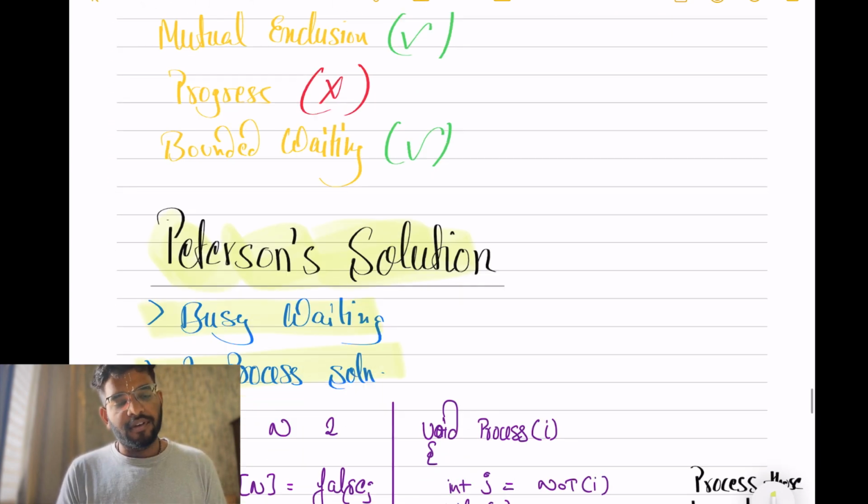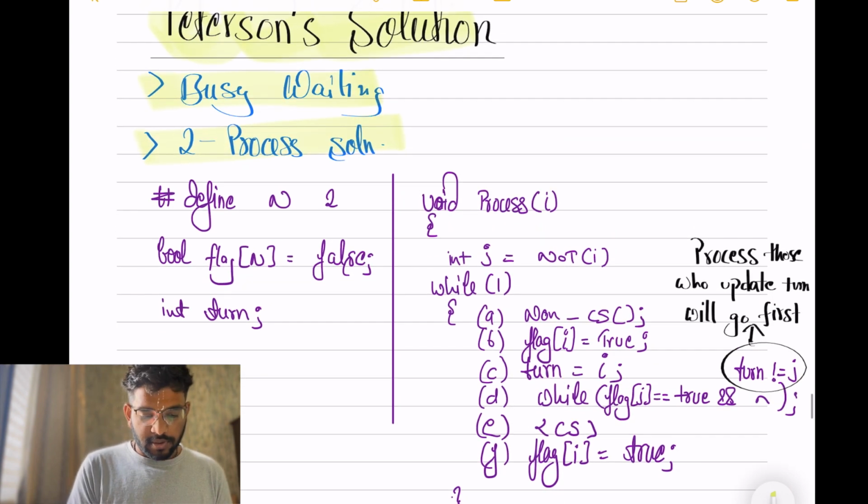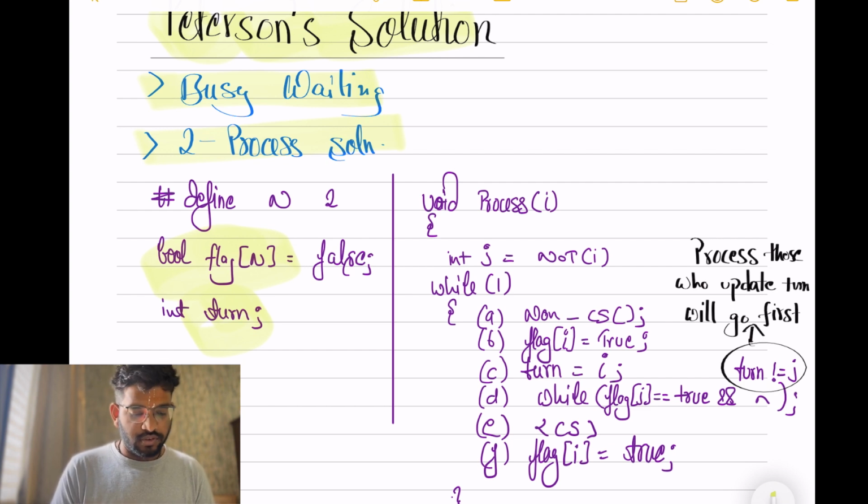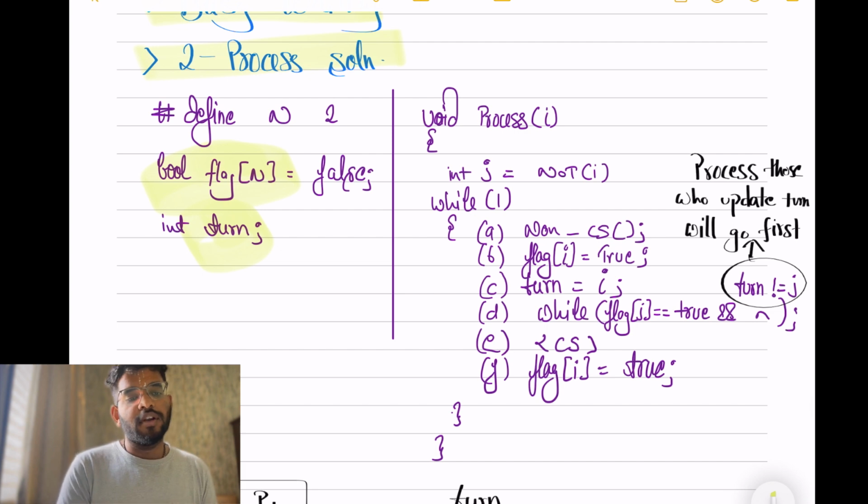In Peterson solution, along with the turn variable, there is also a flag variable which defines the intention of a process P1 or P2 to be willing to execute the critical section. If P1 sets its flag value as true, then it means it wants to execute its critical section. Turn basically defines whether it's the turn of P1 or P2 to execute.